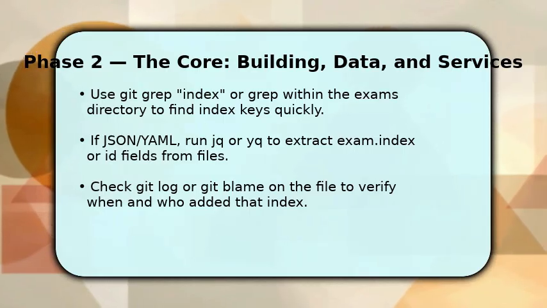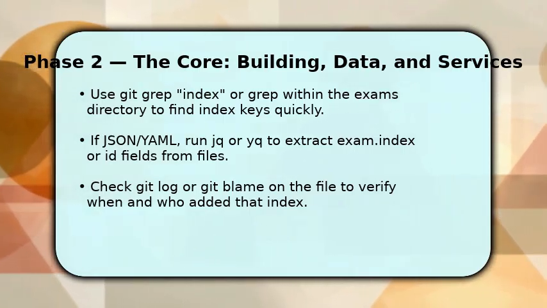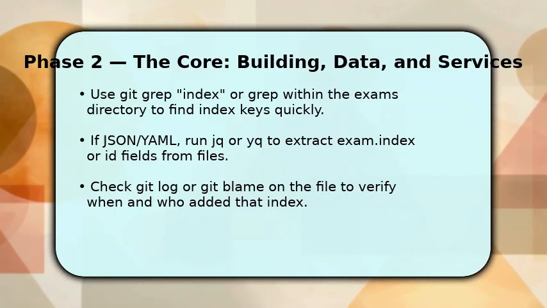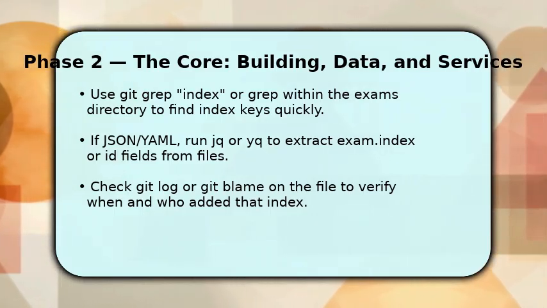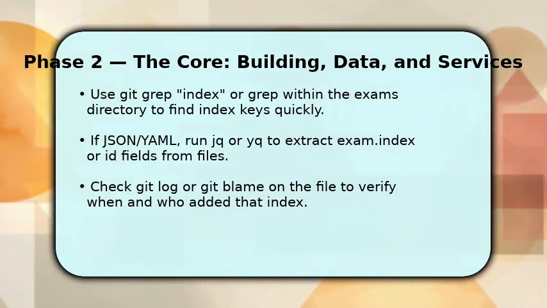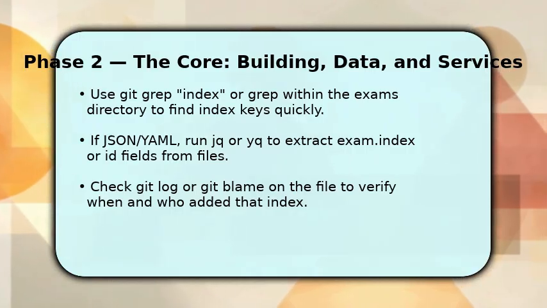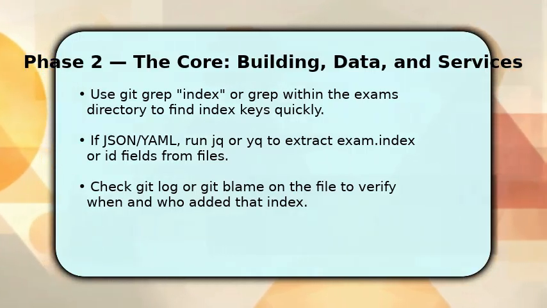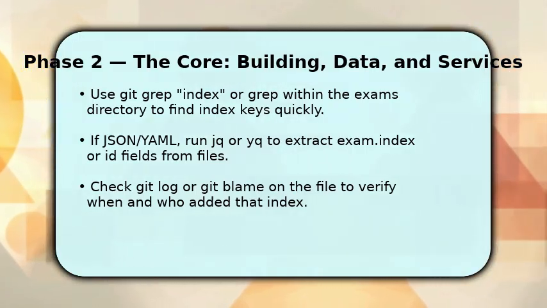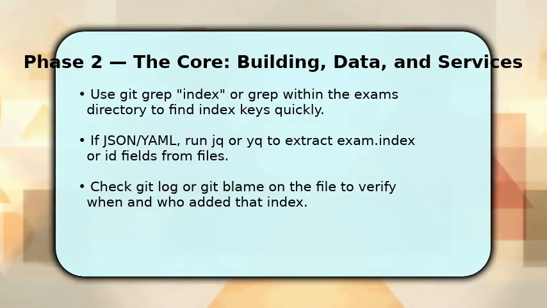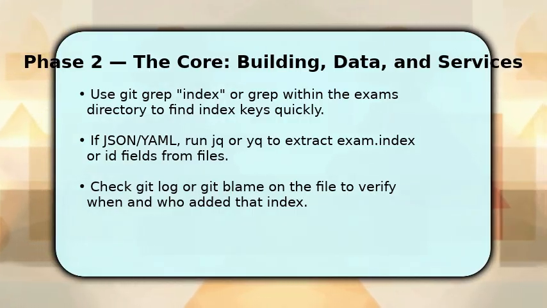If the metadata is JSON or YAML, use jq. Print the exam ID, title, and file fields so you can spot your exam number. Once you find a candidate, run git blame or git log -p path/to/file to confirm the index value's commit and rationale, so you know it's authoritative and current.